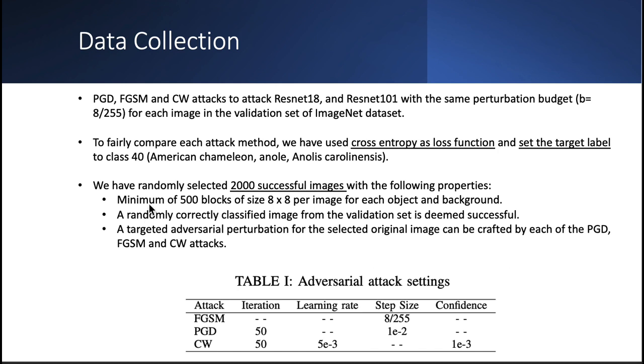Each image has a minimum of 500 blocks of 8 by 8 size for both the objects and the background, to have a fair comparison between the number of samples in each set. A randomly selected correctly classified image from the validation set is attacked successfully, and a targeted adversarial perturbation for the selected original image can be crafted by each of BGD, FGSM, and CW. This table shows the settings that have been used in our experiment.